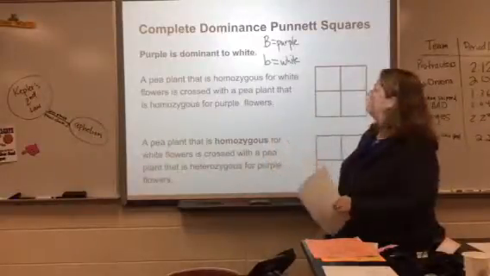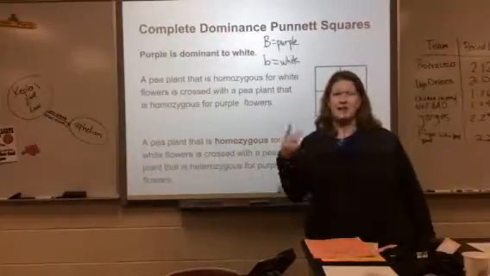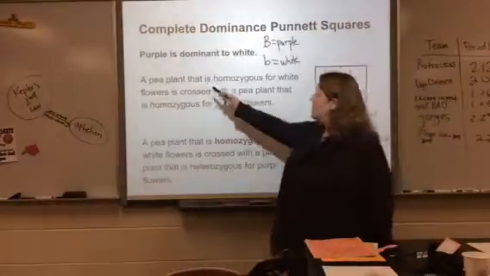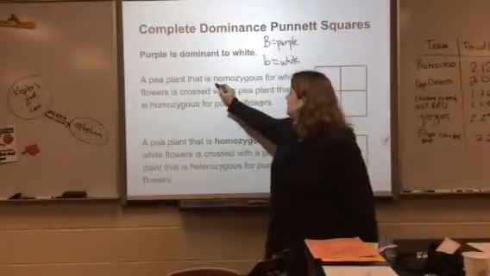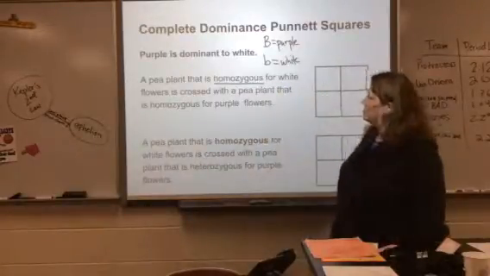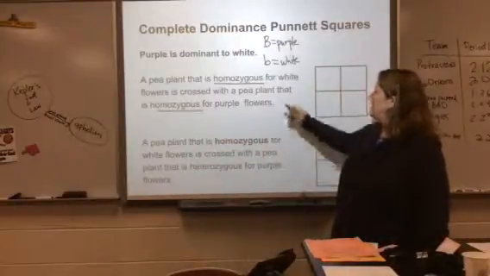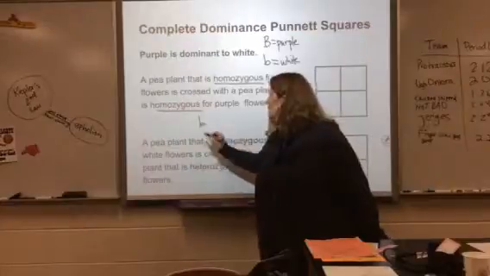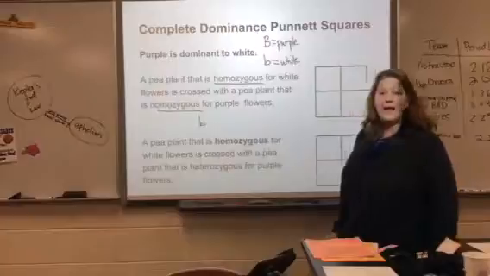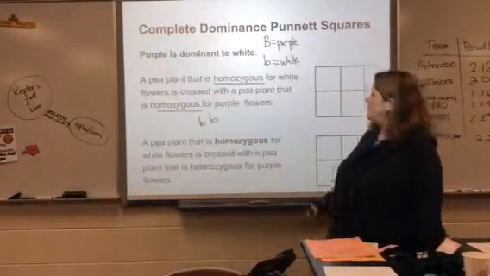Step 2, write the genotypes of the parents. The genotypes are what two letters make up the parents. They have to have two alleles because they got one from mom and one from dad. So let's see this one. A pea plant that is homozygous for white flowers is crossed with a pea plant that is homozygous for purple. I'm going to start with the first parent. I hear the word white and I put a little b down right away, because if they're white, they have at least one little b. And the only way they can stay white is if they have another little b. So there's my first parent.